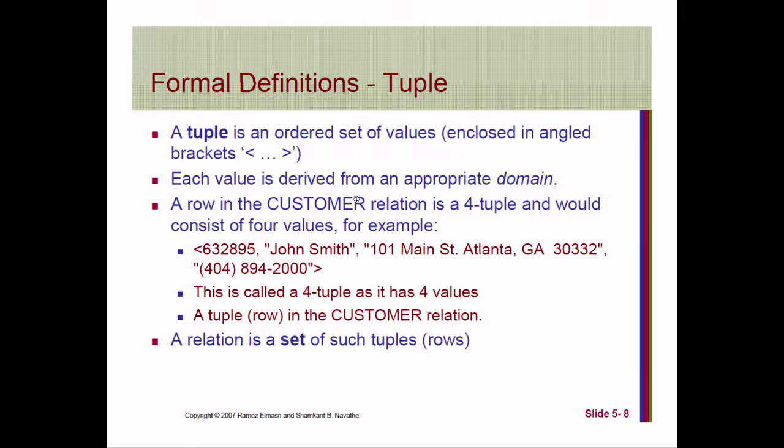The value of each attribute must be from the domain. So the value of customer ID must be a 6-digit number. You cannot put ABCD here. It must be a 6-digit number, and so on. Each attribute value must come from the domain of that particular attribute. And a relation is defined as a set of such tuples. A table is a set of rows. A relation is a set of tuples.